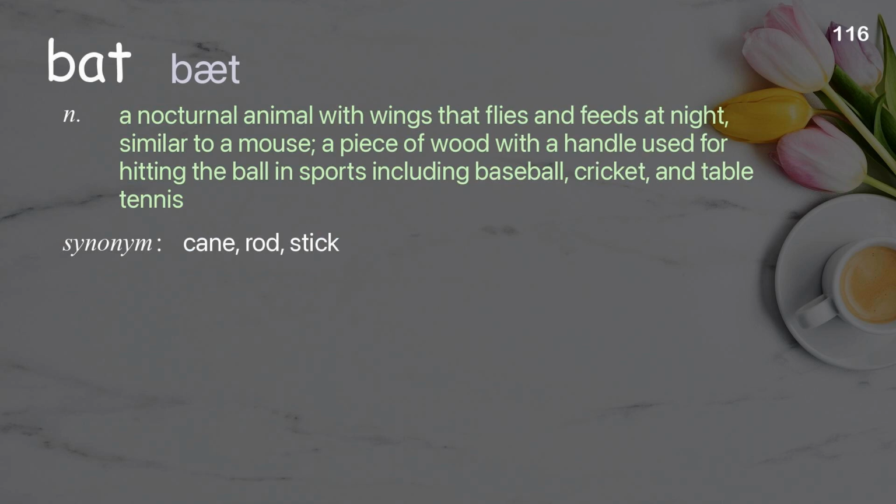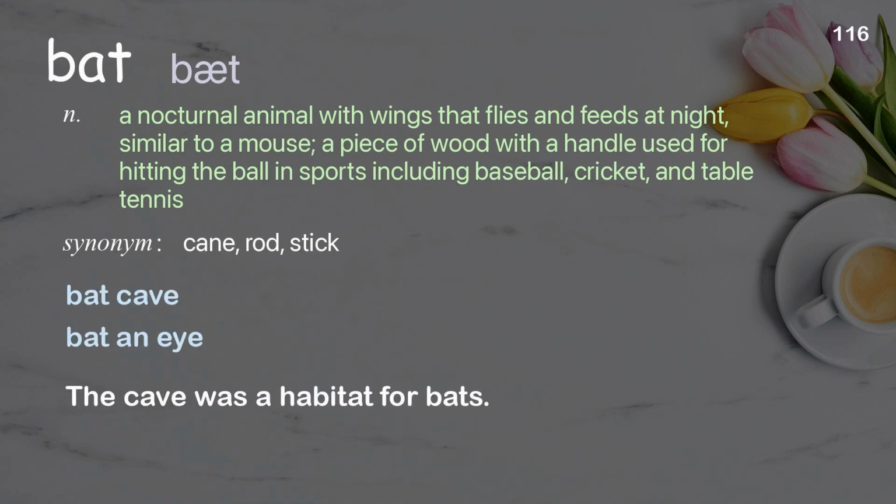Bat. A nocturnal animal with wings that flies and feeds at night, similar to a mouse, a piece of wood with a handle used for hitting the ball in sports including baseball, cricket, and table tennis. Examples: Bat cave. Bat an eye. The cave was a habitat for bats.